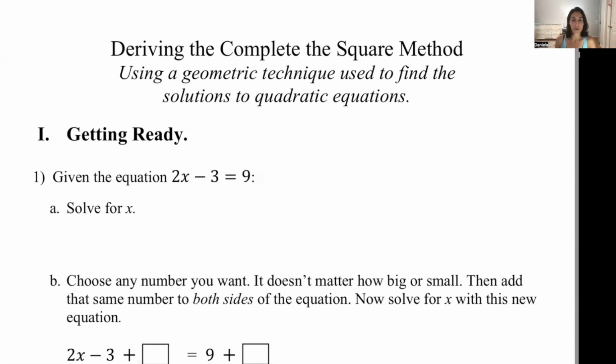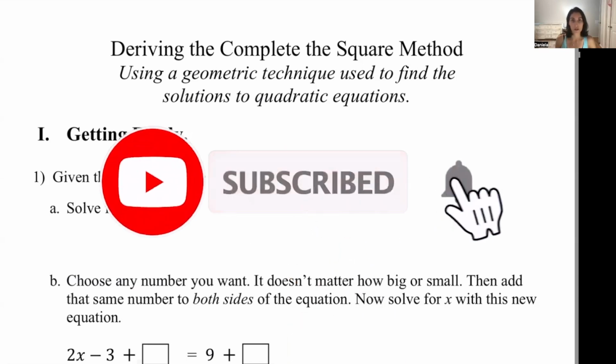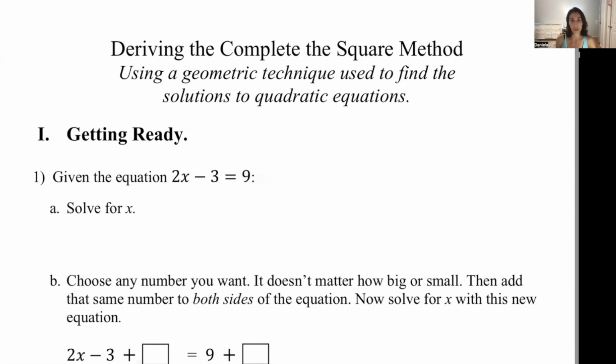I timestamped this video, so if you want to skip ahead right to the deriving section, you can do that. But in the meantime, I wanted to talk about the steps and foundation of what's to come later. Just remember that completing the square is actually a geometric technique, so we're literally going to be sketching squares and rectangles. One of the steps of completing the square is adding things to both sides, so I just wanted to go over the foundation stuff, as I said. Feel free to skip ahead.